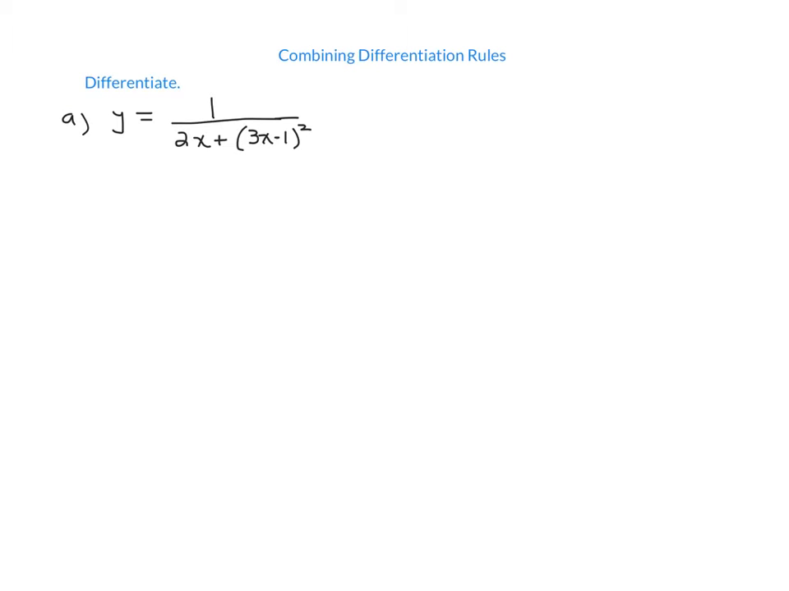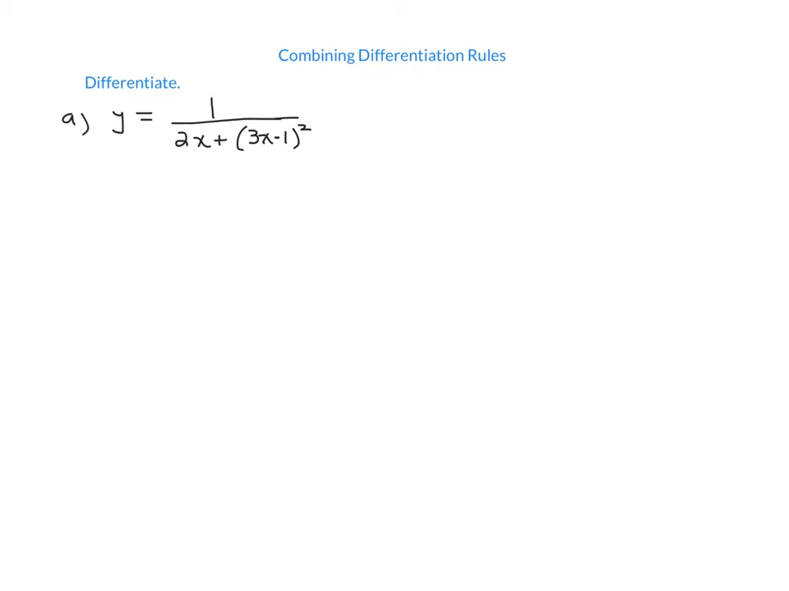All right, for this lesson we are going to practice working with our differentiation rules. So the chain rule is something you need to make sure that you know before you do this lesson because it's embedded in finding the derivative of our various functions that we have here. Our first example is y equals 1 over 2x plus, in brackets, 3x minus 1 all squared.